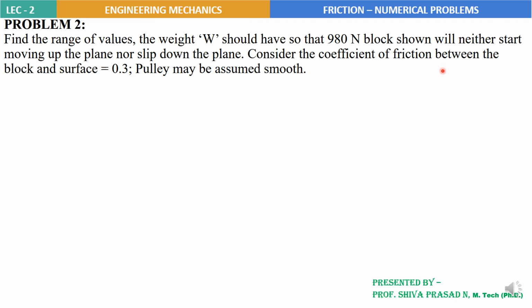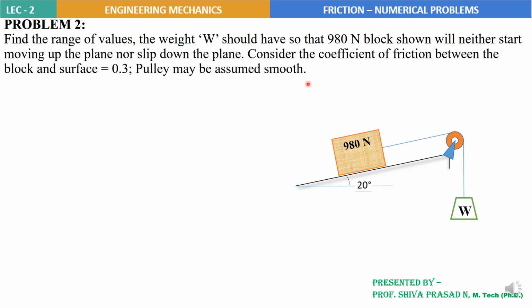Consider the coefficient of friction between the block and surface to be equal to 0.3. Coefficient of friction mu is given, and the pulley may be assumed to be smooth. Okay, so the given sketch is like this. There is an inclined plane, inclined at 20 degrees to the horizontal, and the 980 Newton block is placed over this inclined plane, and further this block is attached with a string suspended to weight W.